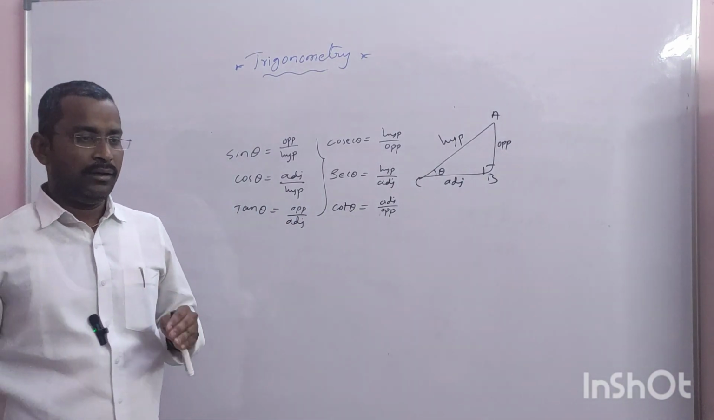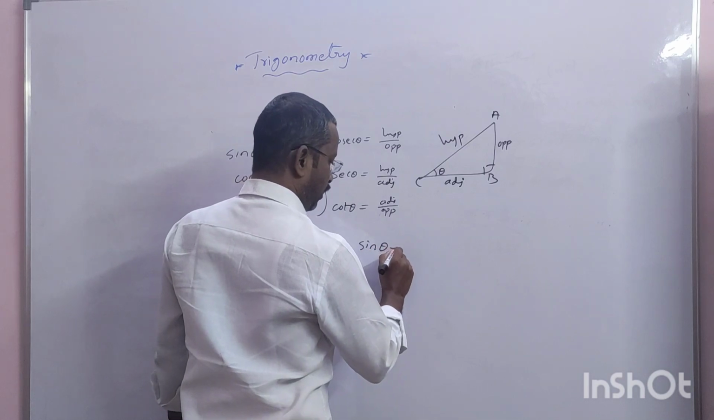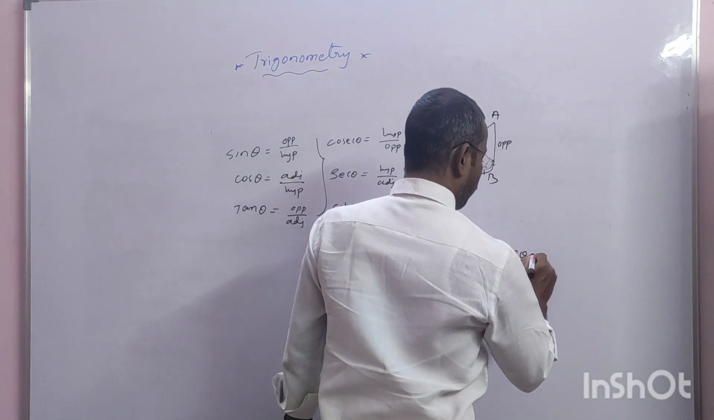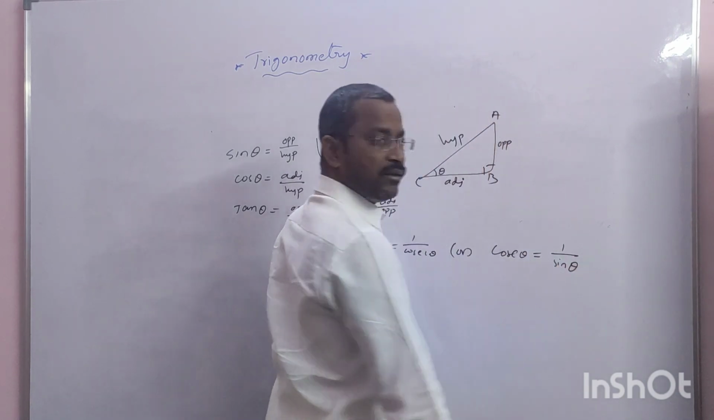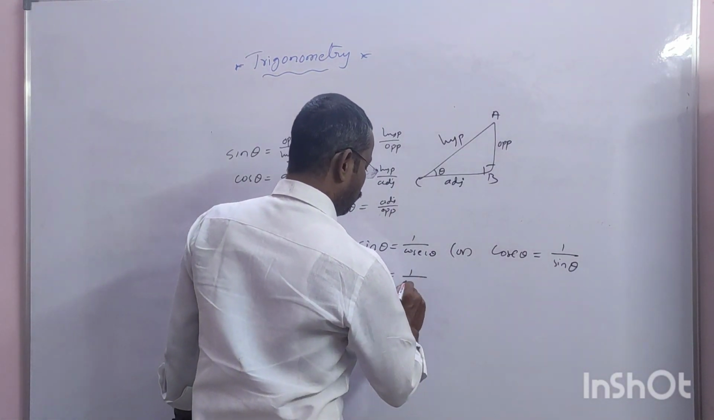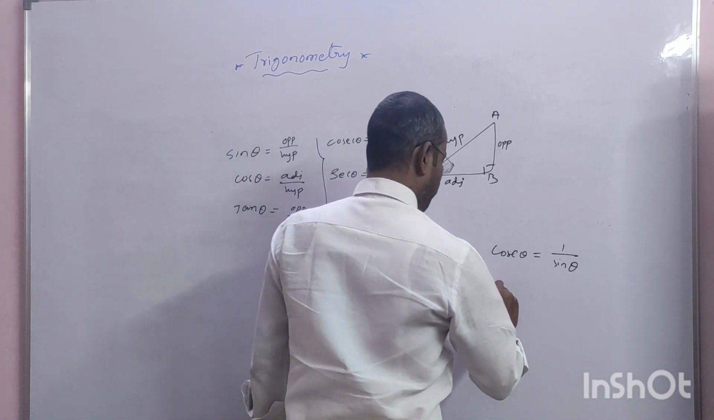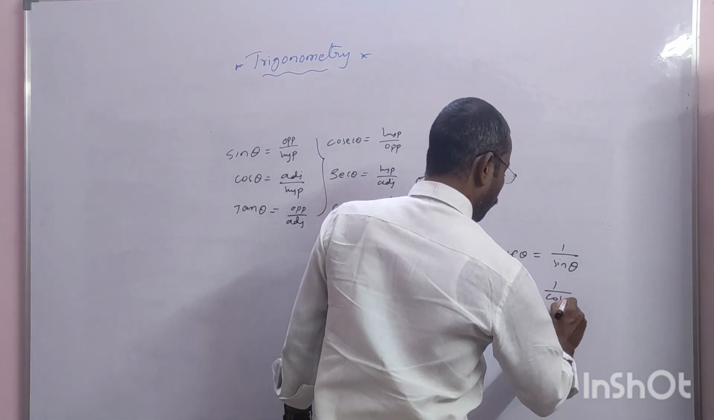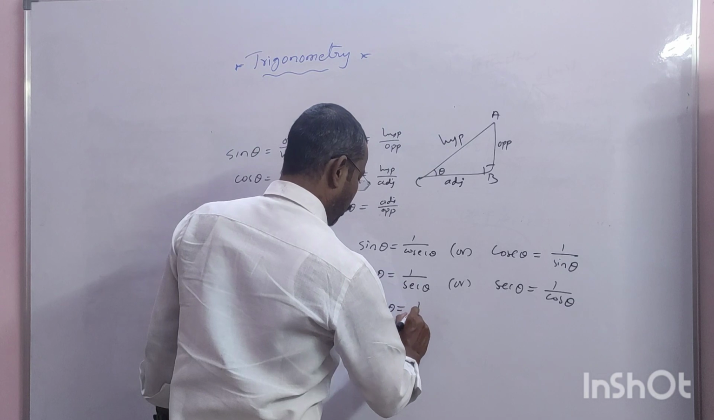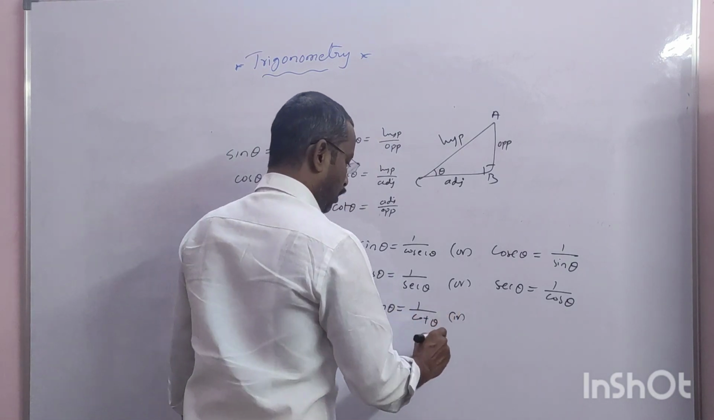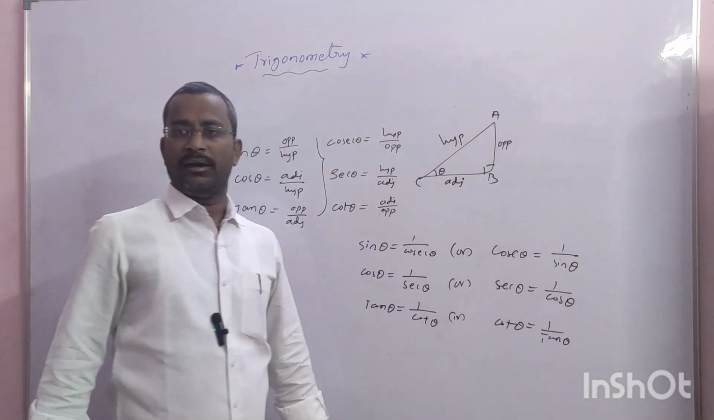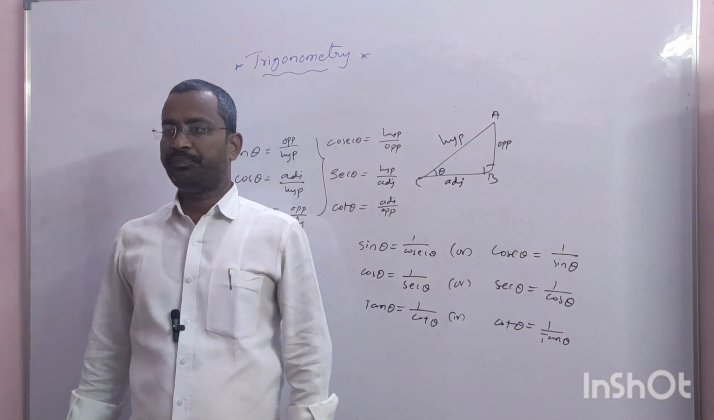Reciprocal in the sense of 1 by. That means sin theta is equal to 1 by cosec theta, or cosec theta is equal to 1 by sin theta. This is the meaning of reciprocal. And cos theta is equal to 1 by sec theta, or sec theta is equal to 1 by cos theta. And again, tan theta is equal to 1 by cot theta, or cot theta is equal to 1 by tan theta. So this is the meaning of reciprocal.